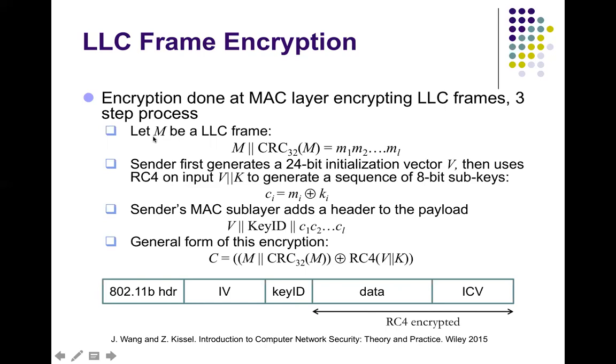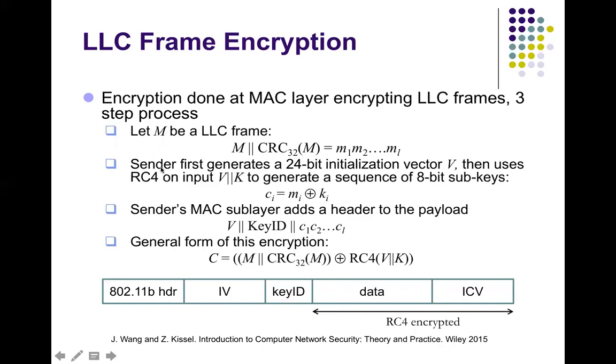All right, so let M be an LLC frame. You get M, followed by an ICV, integrity check value, which is a CRC32 of M. Let's call it a string of M sub 1, M sub 2, up to M sub L.